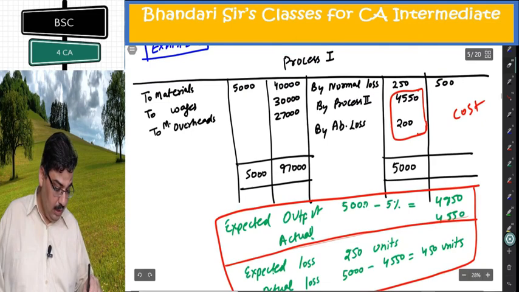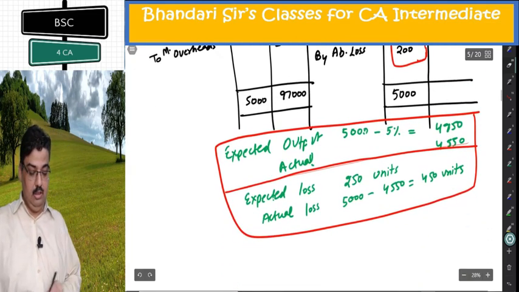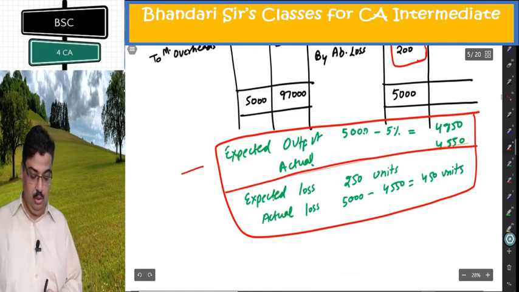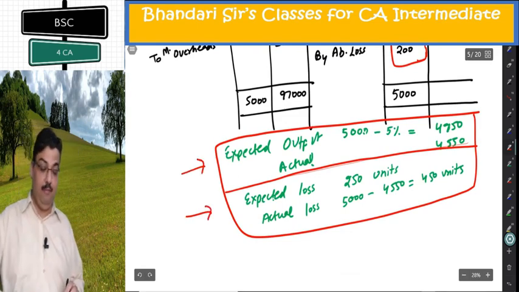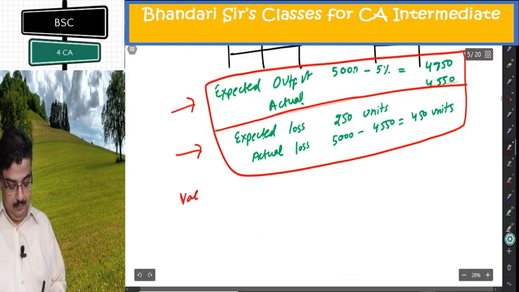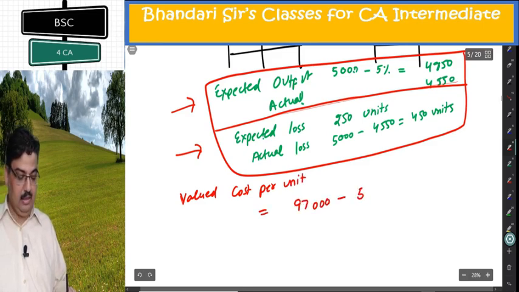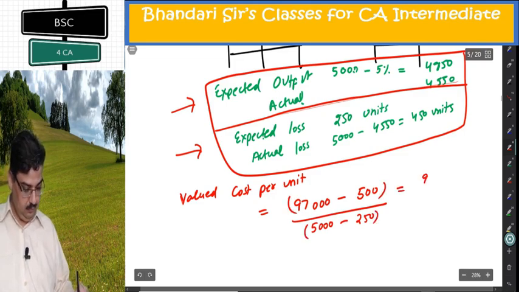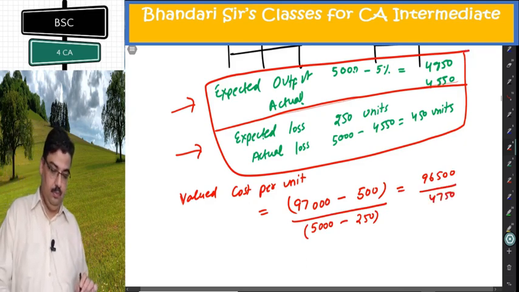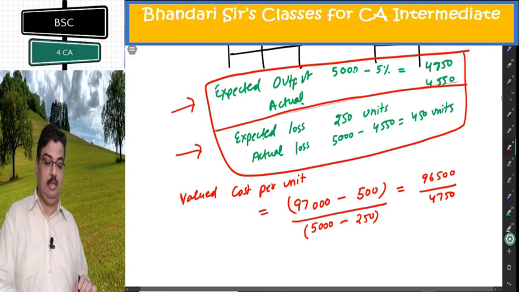Now what I do, I calculate valued cost. This is only for your understanding. This is not to be shown in the exam. Valued cost must be shown in exam. Valued cost per unit is 97,000 minus scrap value of normal loss 500, divided by 5,000 minus normal loss units expected. 96,500 divided by 4750. Same as in the second example, not different at all.